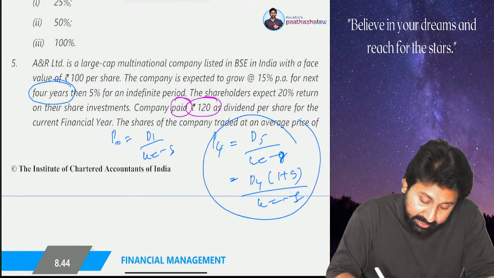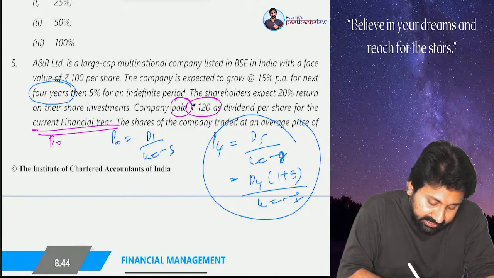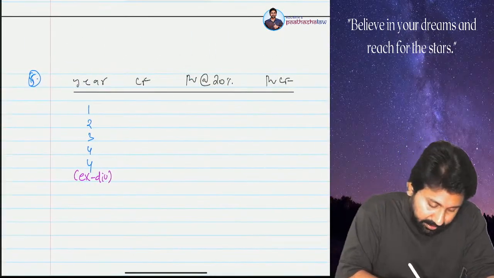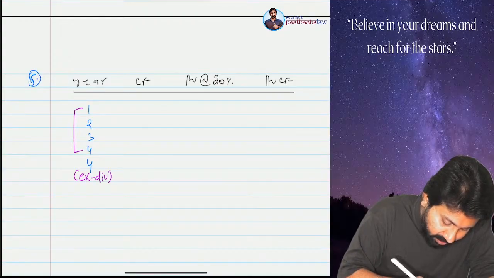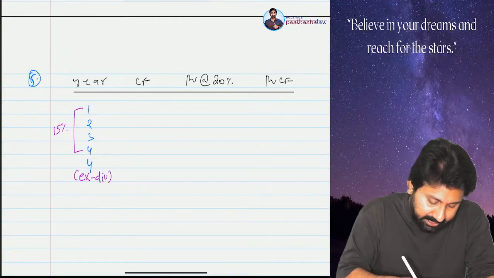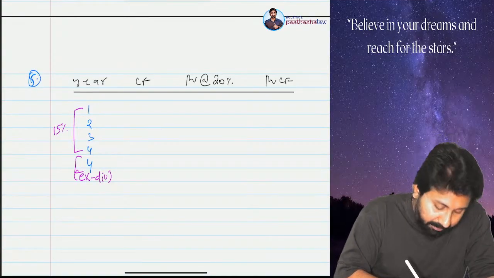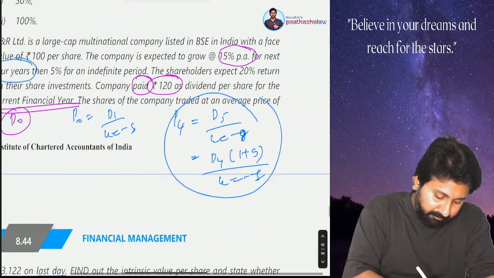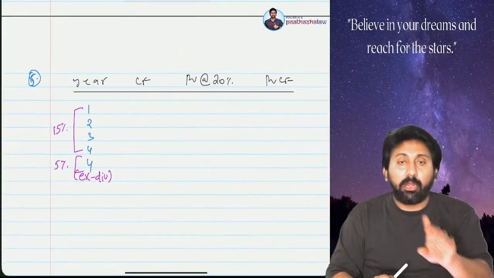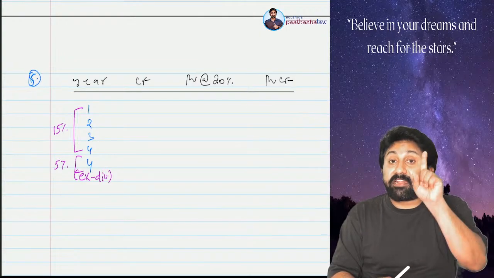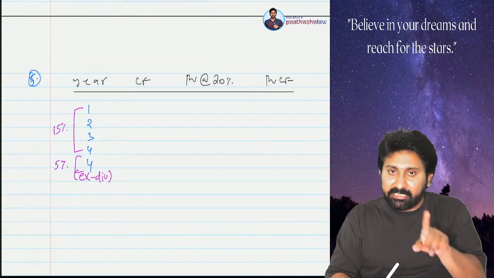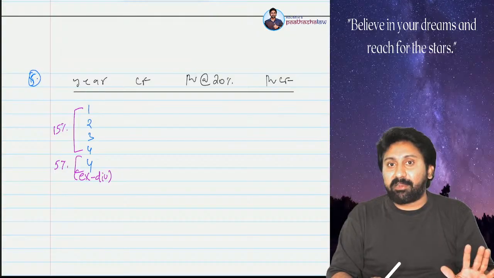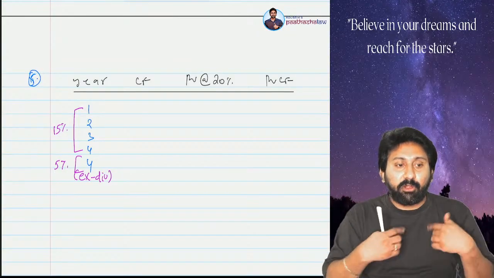Now, what is the dividend that the company already declared? The company paid for the current financial year, which means it is D0. How much growth for the next 4 years? 15%. So for this period it is 15%, and for the other period it is only 5% expected. 5% for an indefinite period. Don't ask for the logic now. In the classroom I can tell you 1,000 logics on why they are doing it like this. This is not the time to learn logics, this is the time to solve the questions. Marks are more important now.